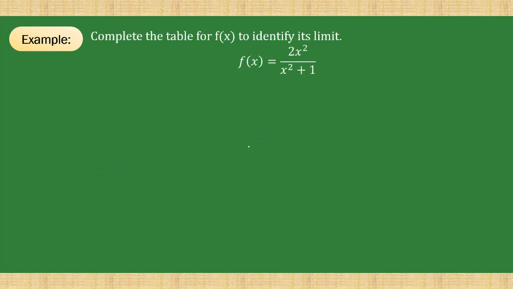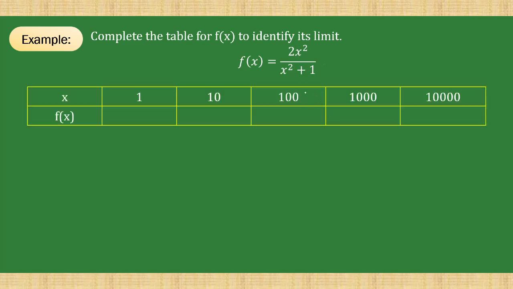Let's have the first example. Sabihin natin meron tayong rational function na 2x squared over x squared plus 1. Tingnan natin kung ano yung magiging behavior ng f of x kung meron tayo ditong x na palaki ng palaki ng palaki yung value. Ito yung mga pinili nating value kasi based on the definition natin sa previous slide, yung x daw approaches positive infinity. And positive infinity means a very big number.